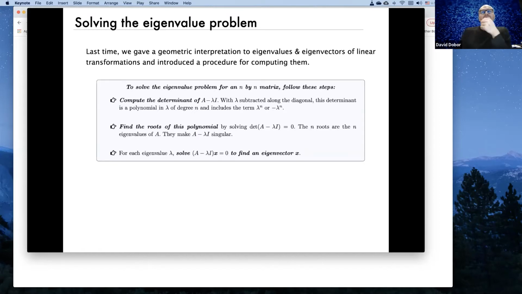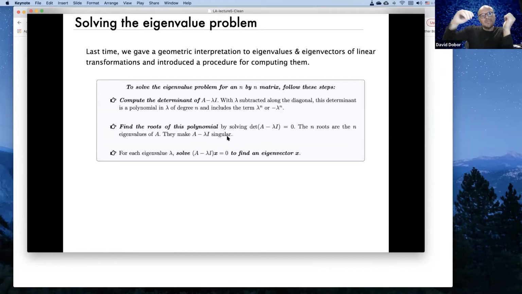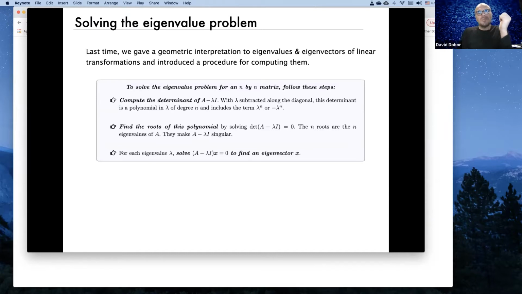So that expression in terms of lambda was something we called the characteristic polynomial in lambda of this original matrix A. Then we found the eigenvalues by looking at the roots of the characteristic polynomial. That is, we set that expression in lambda, which was a polynomial in lambda, to 0, and found which lambdas make that 0. The lambdas that made that characteristic polynomial 0 were exactly the lambdas that made this matrix, A minus lambda I, singular.